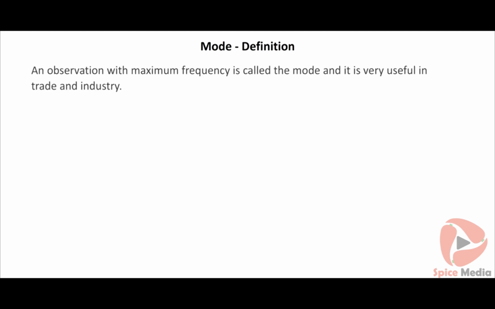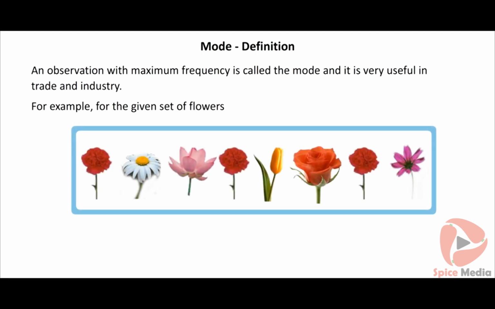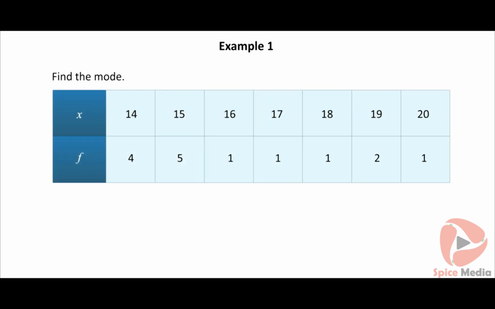Welcome to this topic on mode. An observation with maximum frequency is called the mode, and it is very useful in trade and industry. For example, for the given set of flowers, the mode is the red rose. Let us see this example. Find the mode of the following data. Click on the solution button to view the solution.